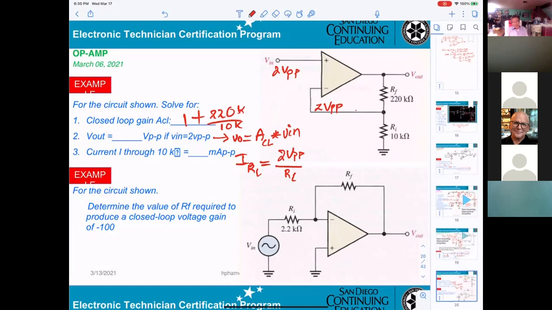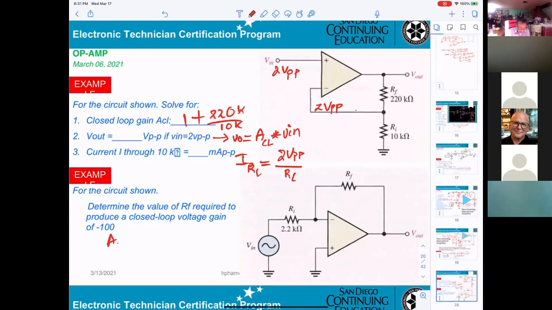When you see the op-amp, you need to recognize inverting, non-inverting, or a different sort of amplifier. Okay? Next example. Let's say the terminal value RF required to produce a closed loop voltage gain is -100. So if you look at the circuitry, the second one here will be an inverting amplifier. The input connects to the negative.